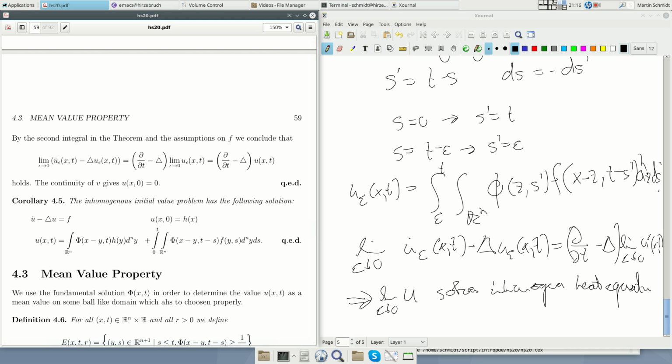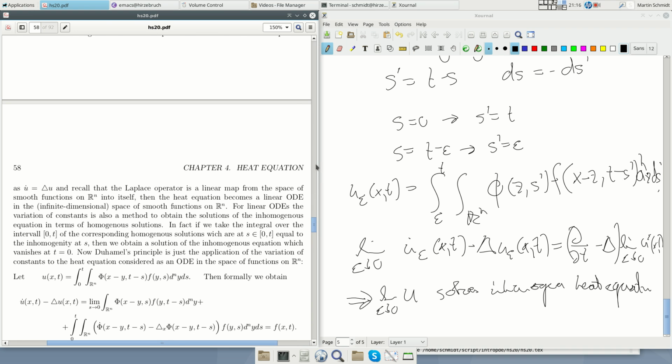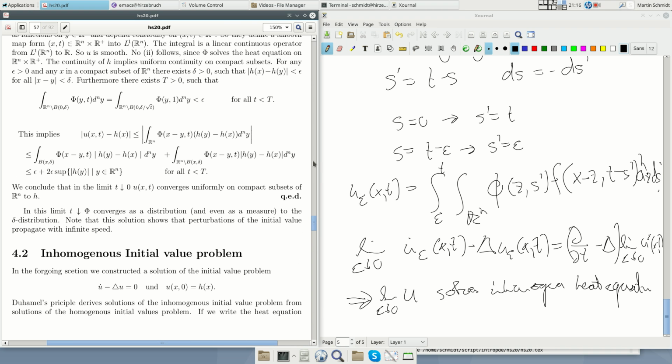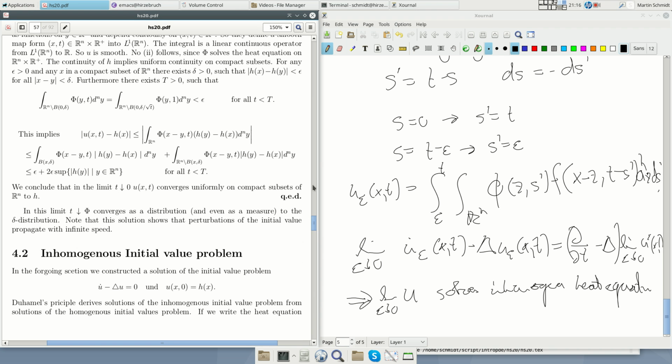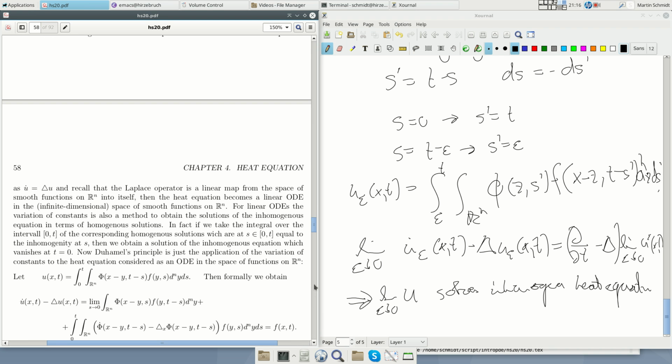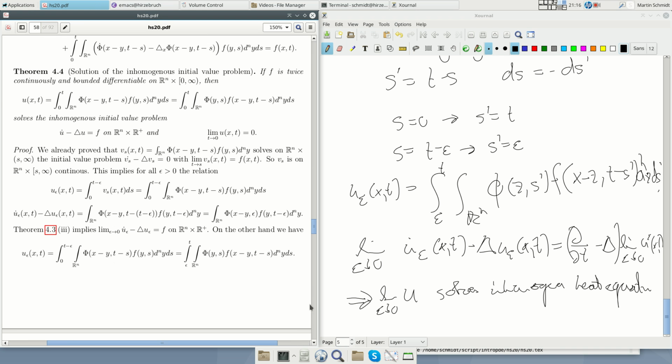Okay, let's recall what we have done today. We presented a method to obtain, purely from the homogeneous initial value problem, a solution of the inhomogeneous initial value problem. And we understood that this is completely analogous to the method of variation of constants for linear ODEs.